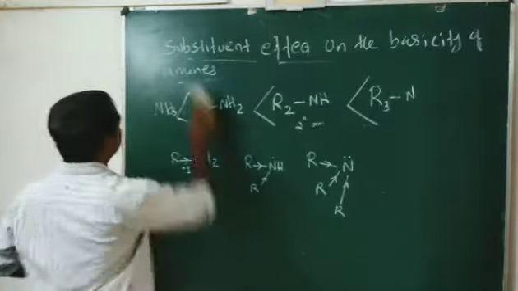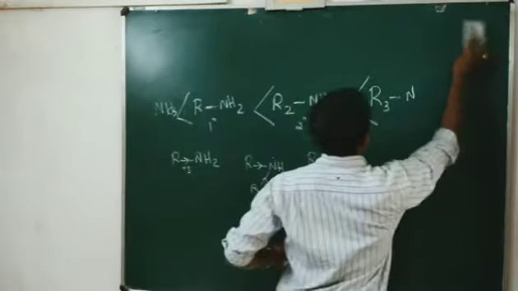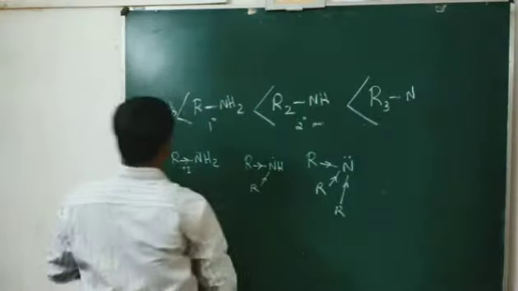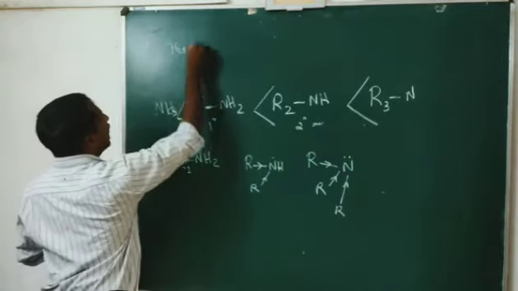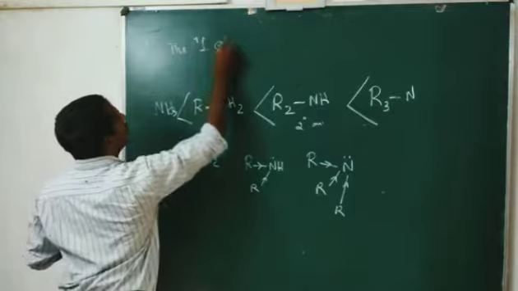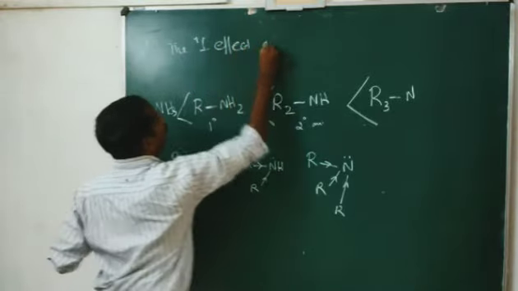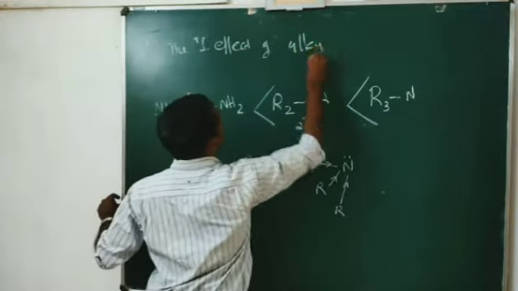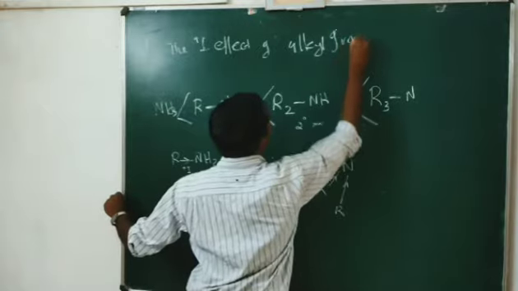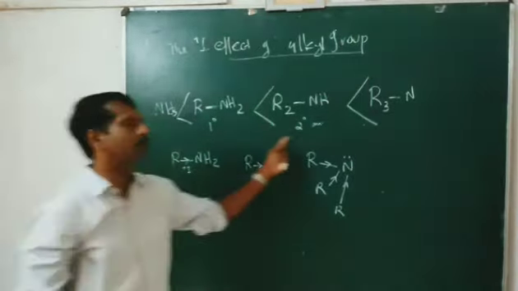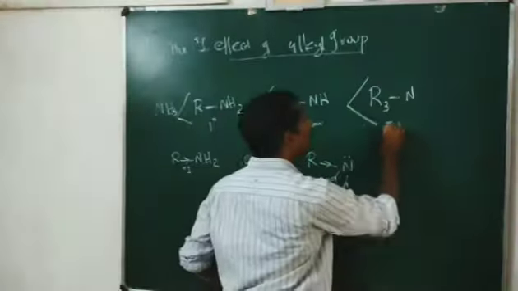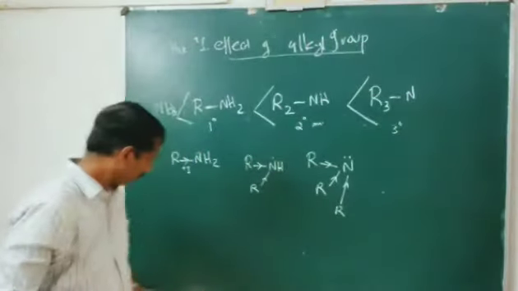The first one is the plus I effect of alkyl groups. When you consider the plus I effect, we can see that this is the order of basicity. Okay, keep it in mind.